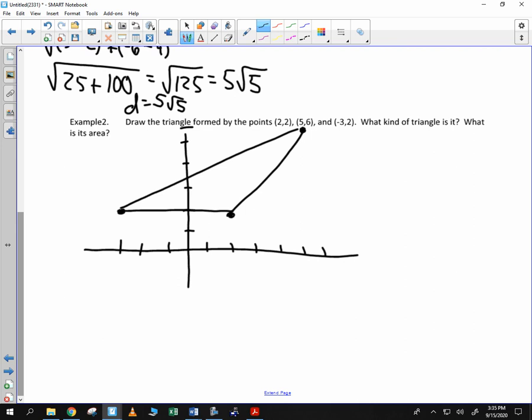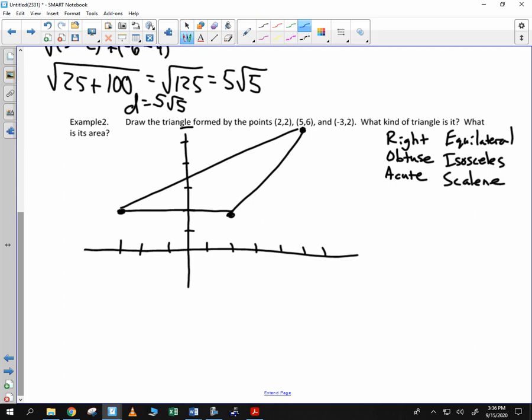Now, when we classify triangles according to angles, we have right, obtuse, and acute. When we classify according to lengths, we have equilateral, isosceles, and scalene. So I'm going to look at this and say it's definitely not equilateral. But we can determine what kind of triangle it is by finding the length of the segments.